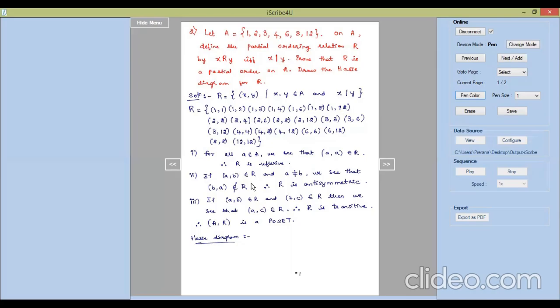Starting from 1, I have 1 comma 1 in the relation R. 1 comma 1 represents a loop, which is obvious, so we will not represent it explicitly in the Hasse diagram. Then we have 1 comma 2. We will draw 1 to 2. There is an edge. So 1 to 2, I have drawn an edge.